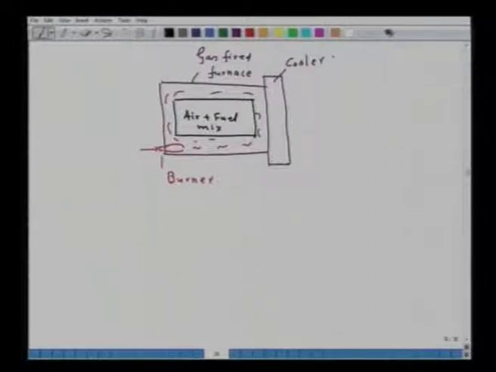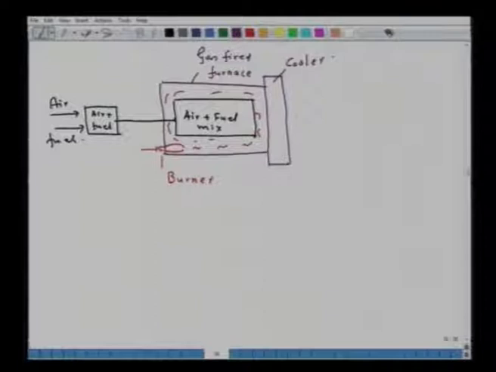Then you need a system where you can supply air and fuel. So, you have here a system which is air plus fuel. Here you are supplying air and here you supply fuel. Now, at this site you have a sort of pressure regulator. This is a pressure regulator.